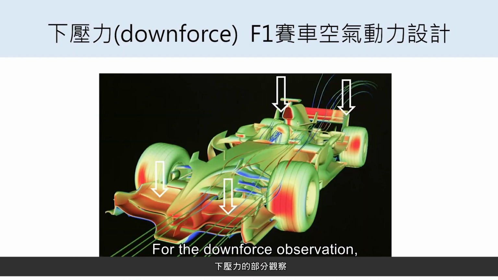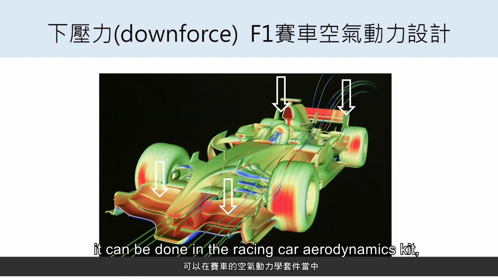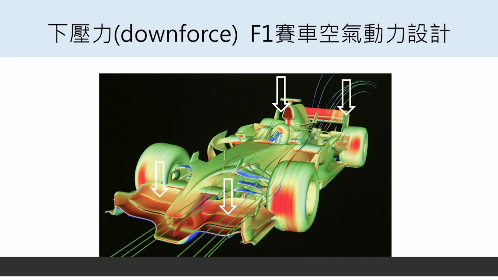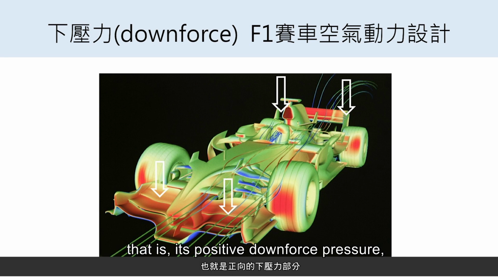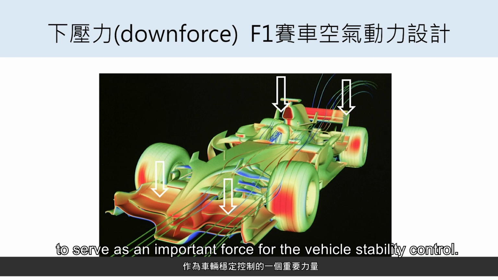For the downforce observation, it can be done in the racing car aerodynamics kit. In its pressure distribution, look at the red areas, that is, its positive downforce pressure, and whether it can effectively transfer the force down to under the wheels to serve as an important force for the vehicle's stability control.